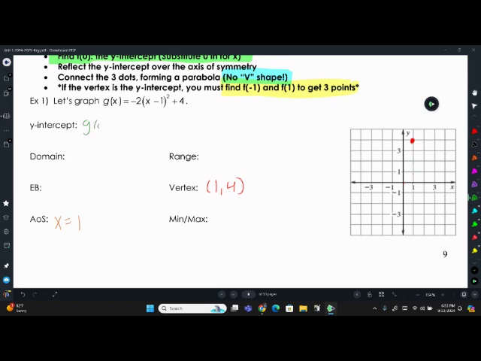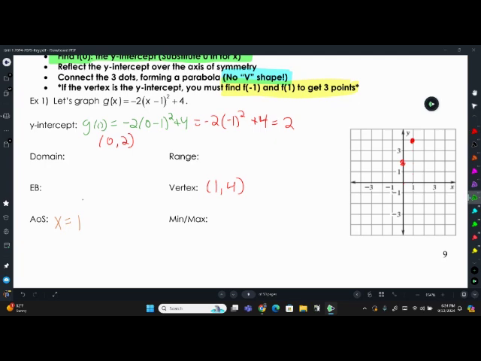Y-intercept. So g of 0, -2 times 0 minus 1 squared plus 4. Okay, so we can use a calculator, but we should be able to do this without a calculator as well. So -2 times 0 minus 1 is -1 squared plus 4. -1 squared is +1. +1 times -2 is -2 plus 4 is 2. So our y-intercept is 0, 2. So we'll plot that right there.